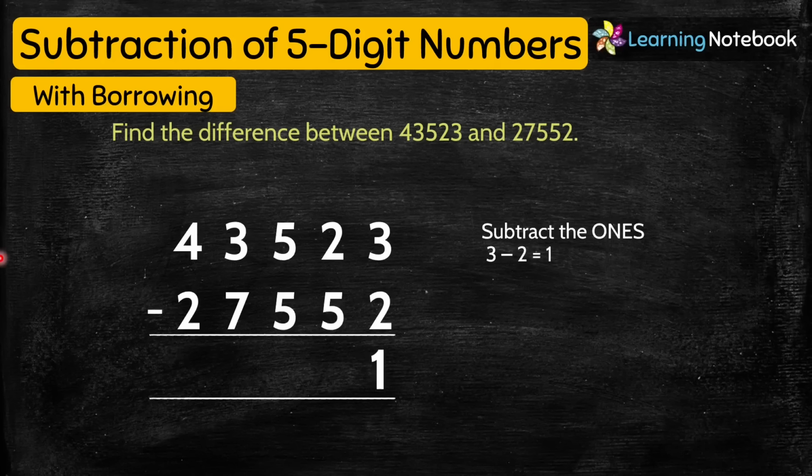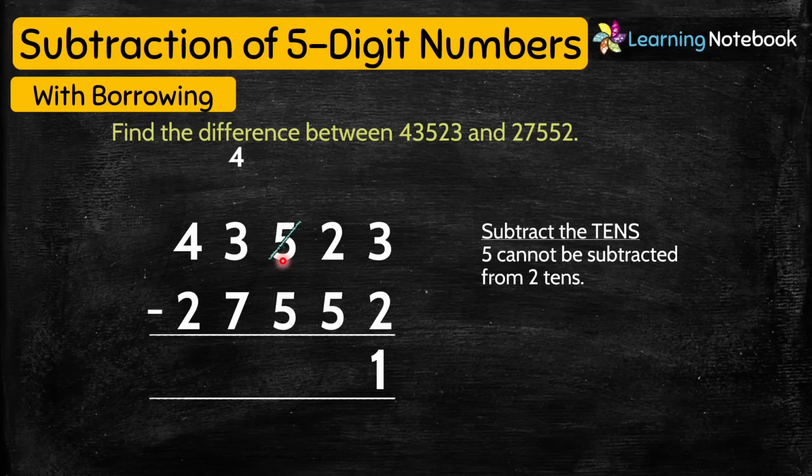Now let's subtract the digits at 10's place. But 2 is weaker than 5. So 2 needs to borrow. It will borrow from hundreds place. So 5 becomes 4 and 2 becomes 12. Now we can easily subtract: 12 minus 5 equals 7.